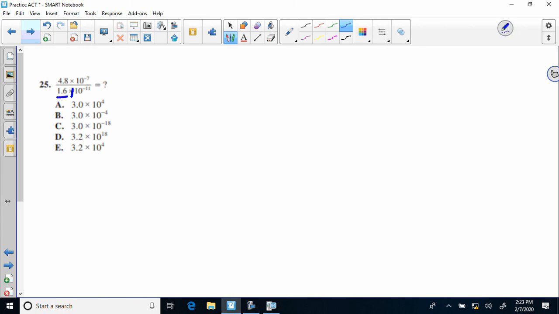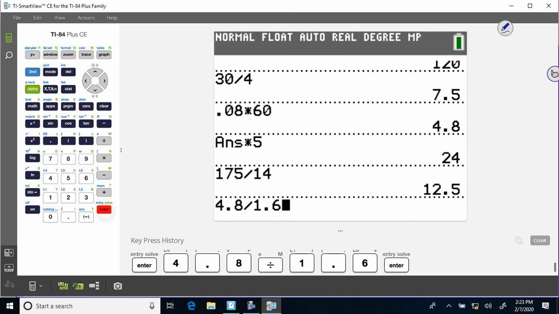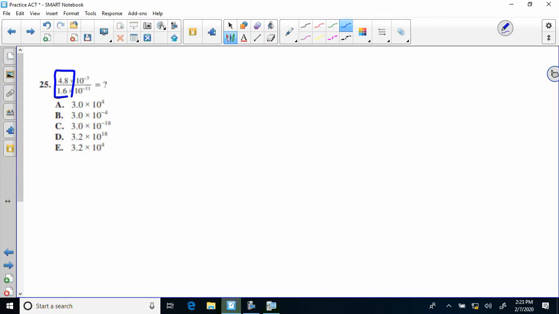So I look at the numbers in front right here. I'm dividing those numbers, so I do 4.8 divided by 1.6. So I come over here and do 4.8 divided by 1.6, and that gives me 3. And so I know that's 3 times 10 to some power. And remember, if you have the same base, you subtract powers.